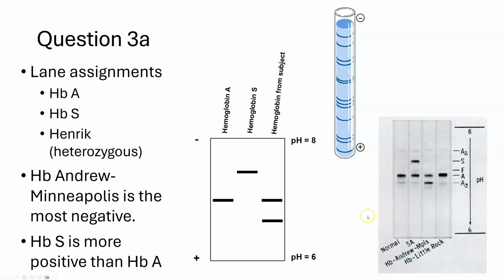And I just wanted to show you, this is the actual gel from the paper. They show hemoglobin A right here, and this is sickle cell. I didn't give you this information, so I didn't expect you to have this, but this person is heterozygous for sickle cell, so they have a hemoglobin A band and a hemoglobin S band. And then there's the subject right there: hemoglobin A, and there's the hemoglobin Andrew Minneapolis. They also looked at another hemoglobin called hemoglobin Little Rock, which we didn't look at, but I thought you might find this interesting.